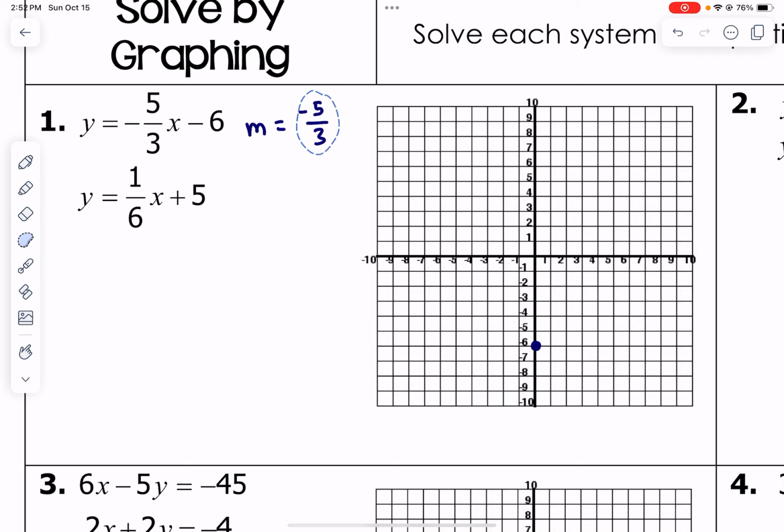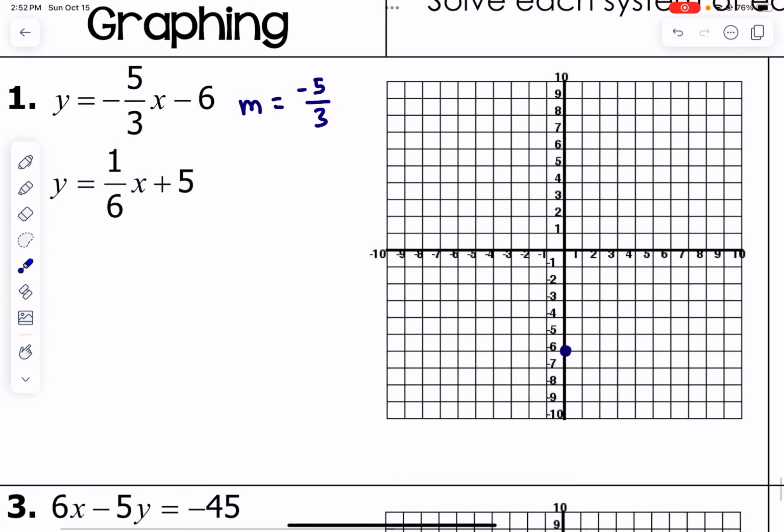And please remember that whenever you're dealing with slope, that is the ratio of the rise over the run. So if we look back at this graph, if we start off with a y-intercept of -6, we're going to have to go down 5 and then 3 to the right. The only problem with this coordinate plane is that it doesn't extend further down.